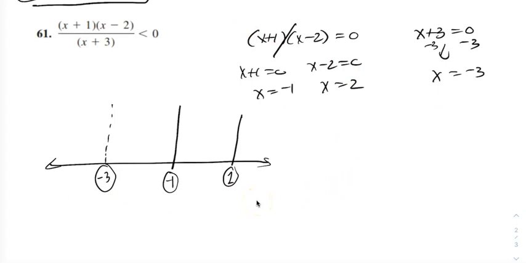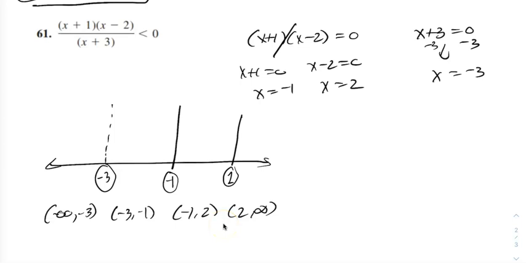Now, before I pick test points, it's actually a good idea to write down our possible answers. So my answer could be this section here, which is -infinity to -3. Or it could be this middle section here, -3 to -1. It could be this section, -1 to 2. Or it could be this section, 2 to infinity. Right, so my answer is going to be one of these 4, or some combination of these 4 down here.